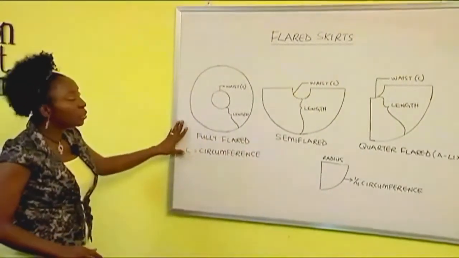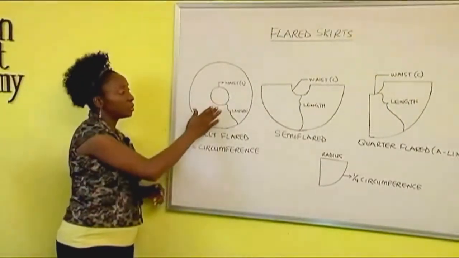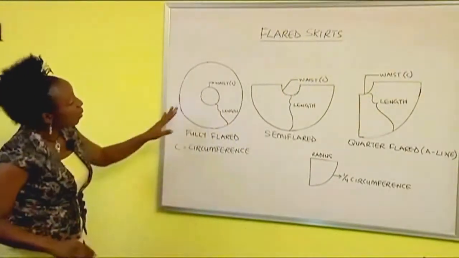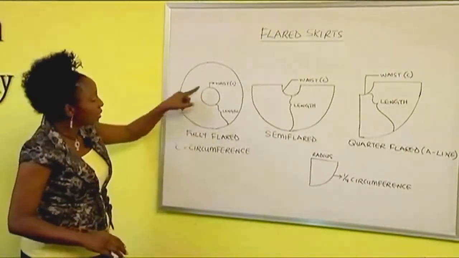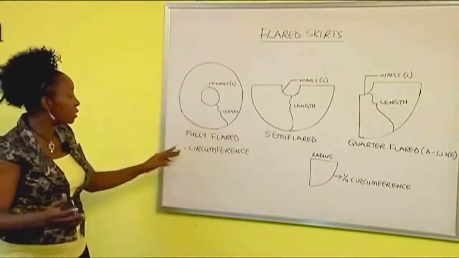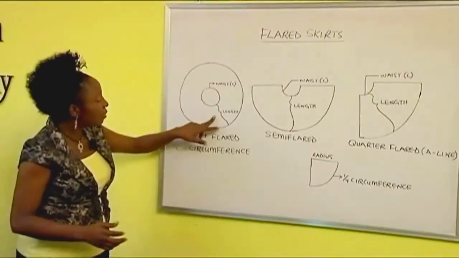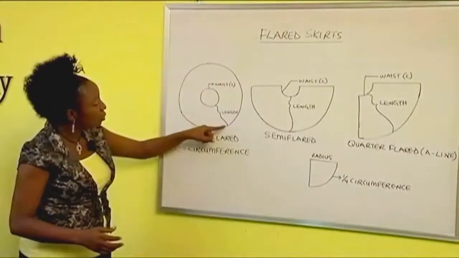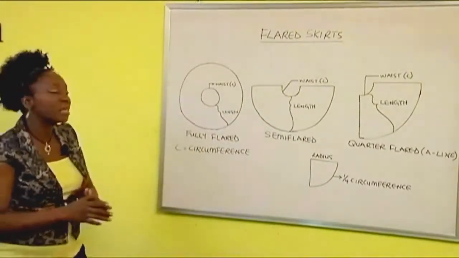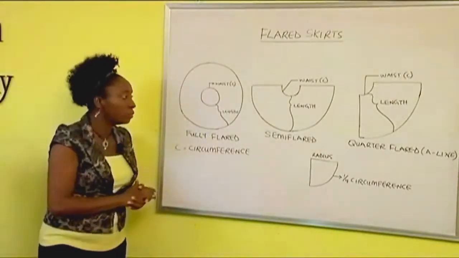Now take a look at the fully flared skirt. As you can see, it's made up of two circles. That means you can see an inner circle and an outer circle. And now what I have done is to show you that this inner circle represents the waist, which mathematically is called the circumference. That's what the C is for. Then the length is here, in between the two circles. Now the fully flared skirt is made up totally of a full circle and an internal circle.